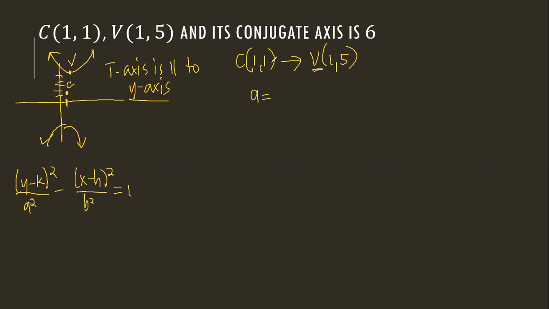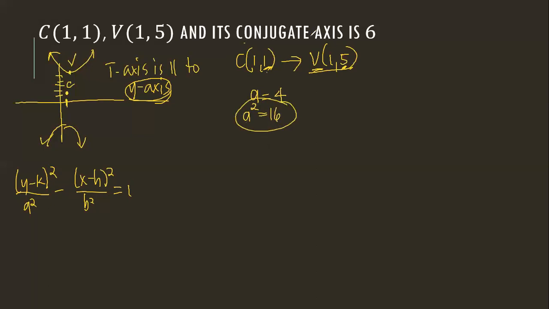From 1, 1, since that is parallel to y-axis, kaya makikita nyo sa y nag-add. So from 1 naging 5. Ilan ang idinagdag? So that means 4. 1 plus 4 is 5. Kaya nakuha itong vertex na 1, 5. So therefore, a squared is equal to 16.